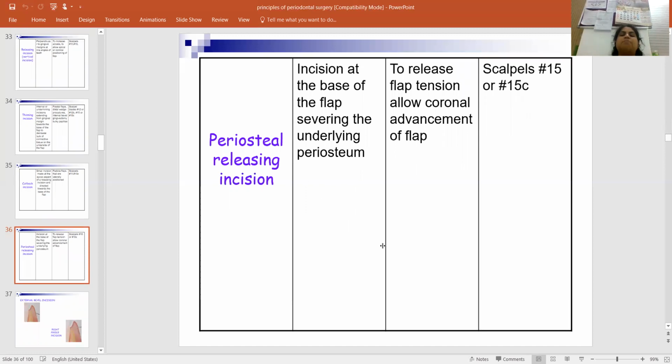The next is the periosteal releasing incision. It is an incision at the base of the flap severing the underlying periosteum to release the flap tension and allow the normal coronal advancement of the flap. So it is used with the number 15 and 15C. And basically the vertical releasing incision decreases the tension in the coronal movement of the flap.